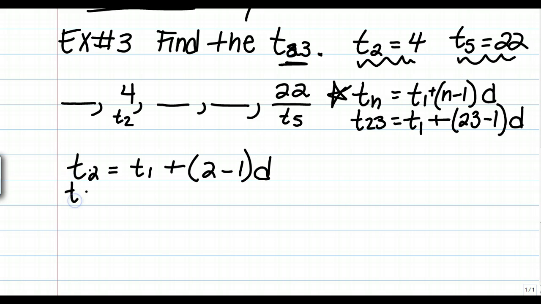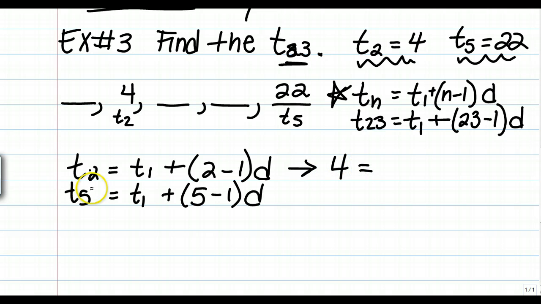We know that we have the fifth term. We don't know what the first term is, plus n is 5 minus 1 d. We know what the second term is, so we can just plug that in. That's 4, right? We know what the fifth term is. That's 22. And let's simplify this so it looks a little bit easier to read.